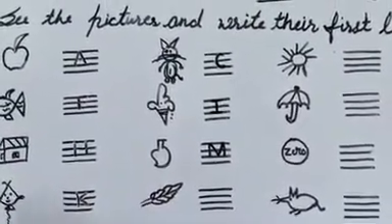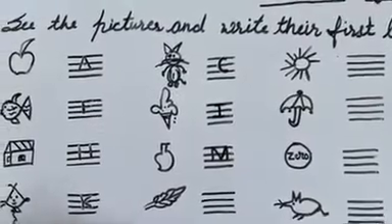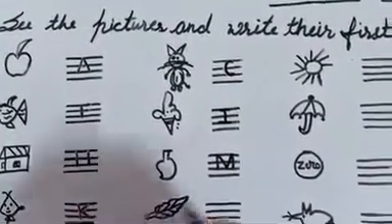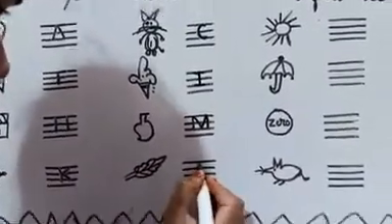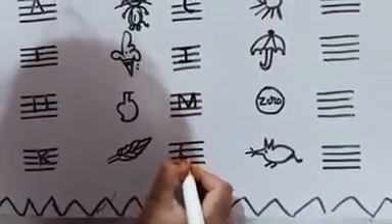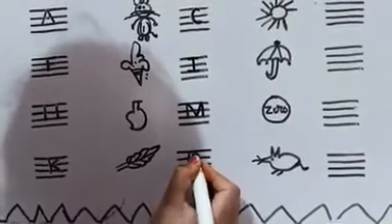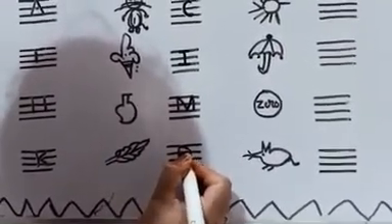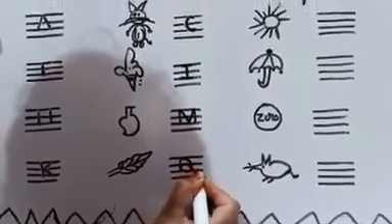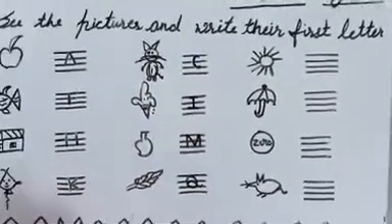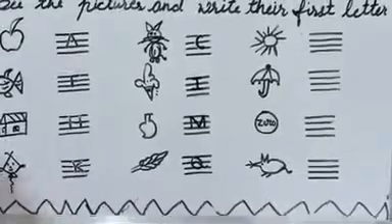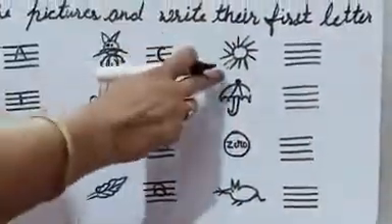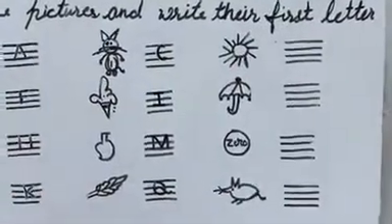Quail. Q for quail. Q for queen bhi hota hai na? So Q for quail. And we write Q. O banake, ek curve karke, and like this, half curve, like this. Q for quail. Okay. Can you tell me which picture is this? Tell me.